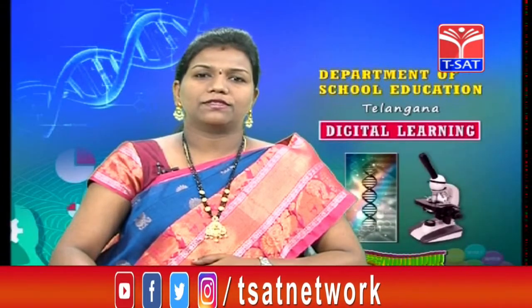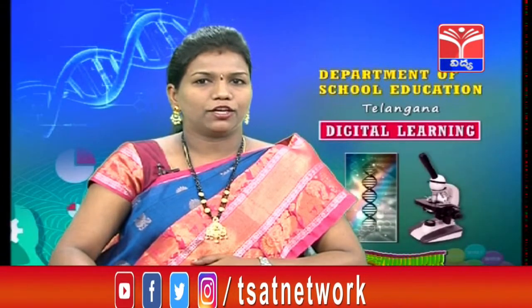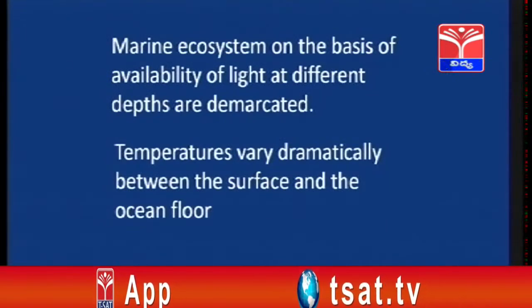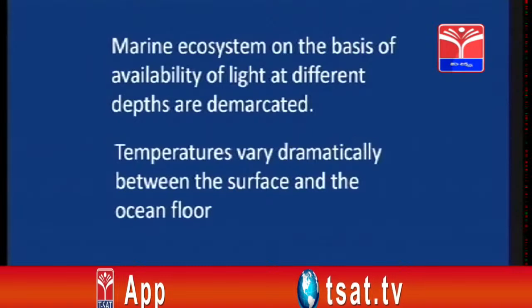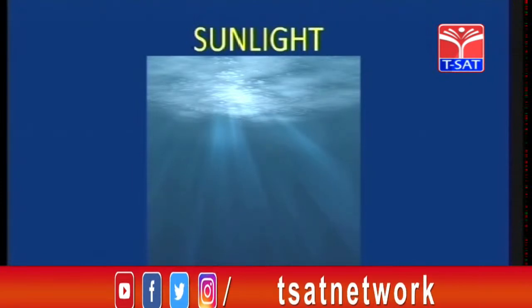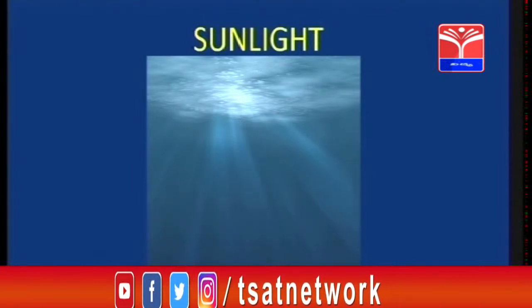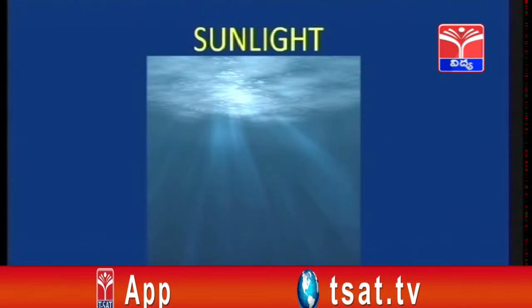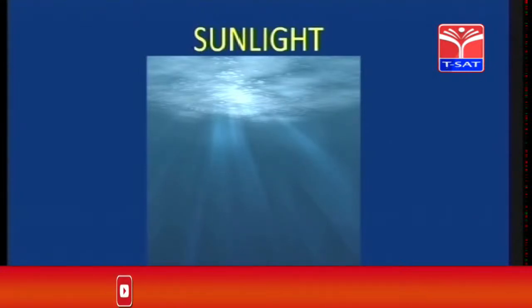The marine ecosystem is demarcated on the basis of availability of light at different depths. Temperature varies dramatically between the surface and the ocean floor. Sunlight plays a major role in maintaining the temperature of the ocean. Now how does it do this? Yes, penetration of light depends on the temperature, pressure and the salinity.